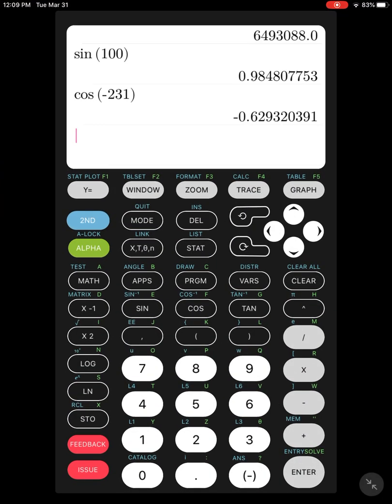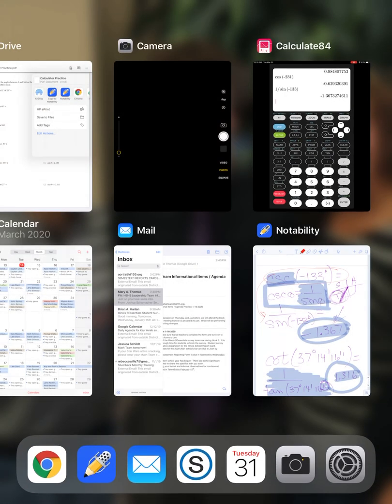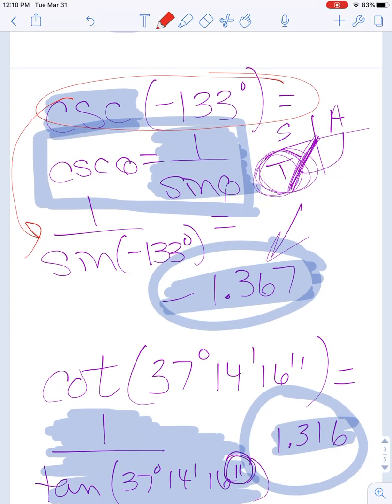I go to my calculator. You can use the fraction button if you want. I'm just going to go 1 divided by sine of negative 133. That's what it was, right? Yeah. And we get negative 1.367. Again, why is it negative? It's negative because negative 133 is in the third quadrant, and sine, which is the reciprocal function of cosecant, is negative in that quadrant.